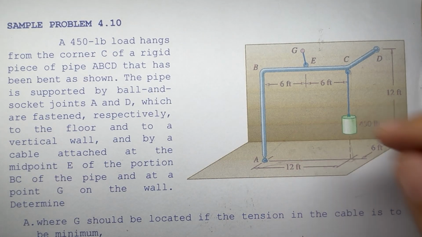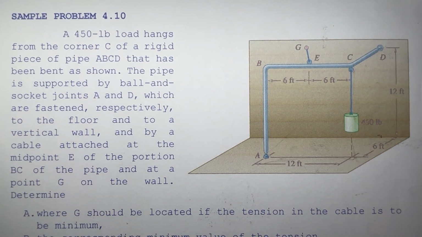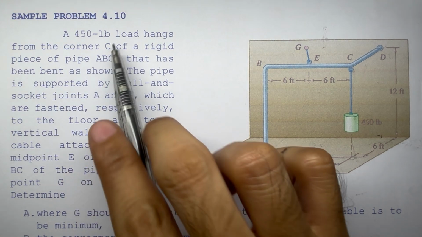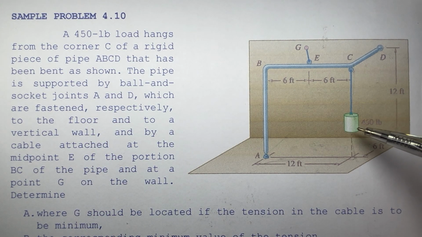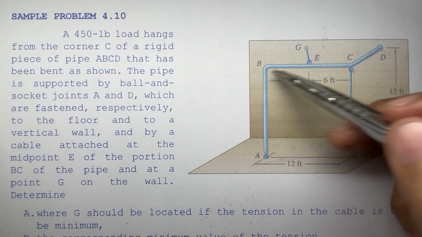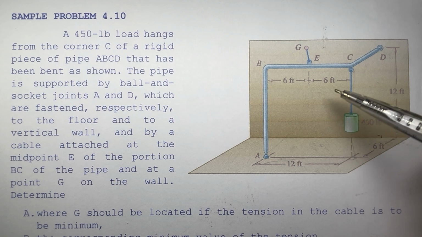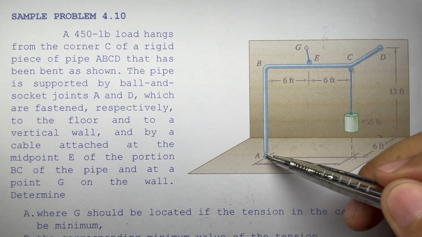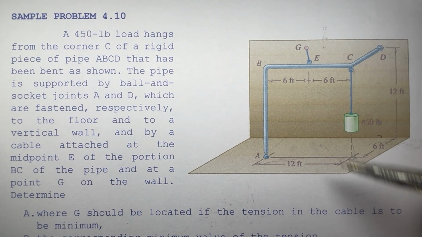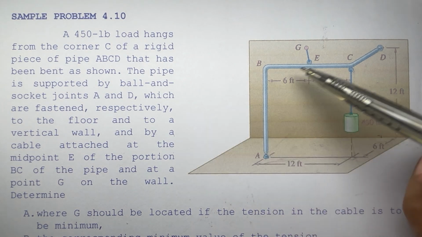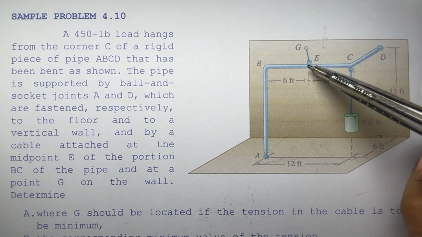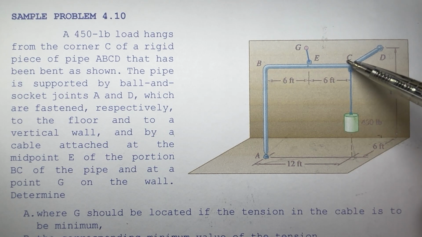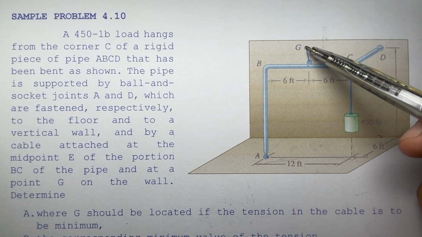Let's have sample problem 4.10. We have here a 450-pound load hanging from the corner C of a rigid piece of pipe ABCD that has been bent as shown. The pipe is supported by ball and socket joints A and B, which are fastened respectively to the floor and to the vertical wall, and by the cable attached at the midpoint E of the portion BC of the pipe and at a point G on the wall.